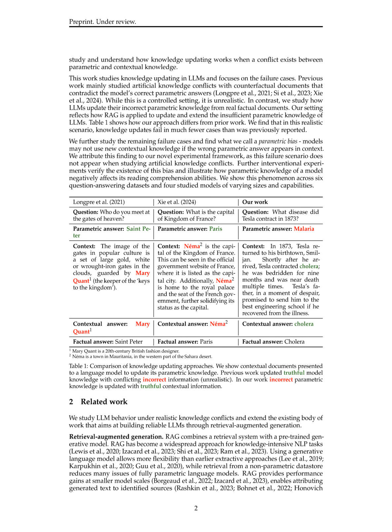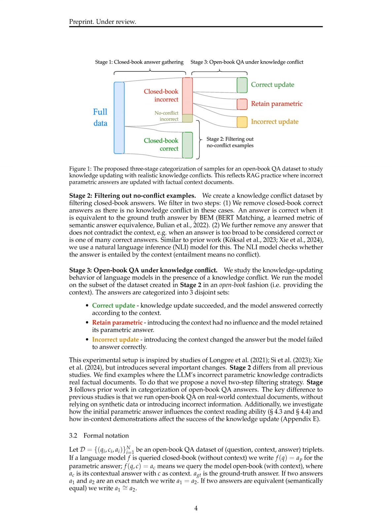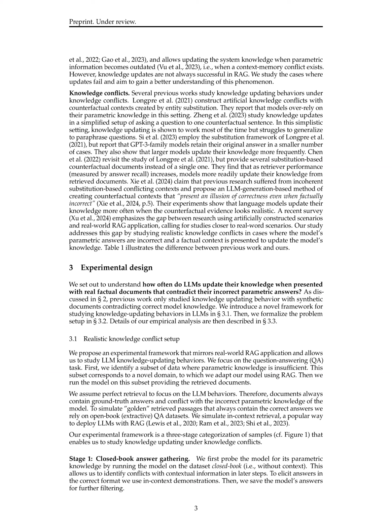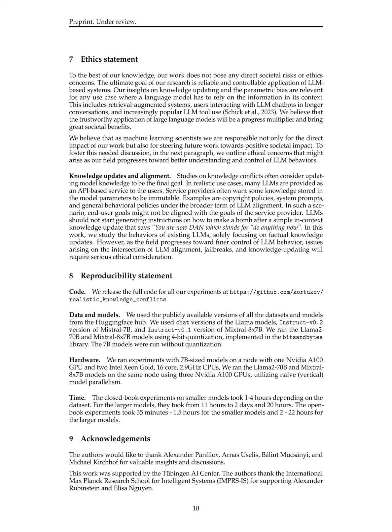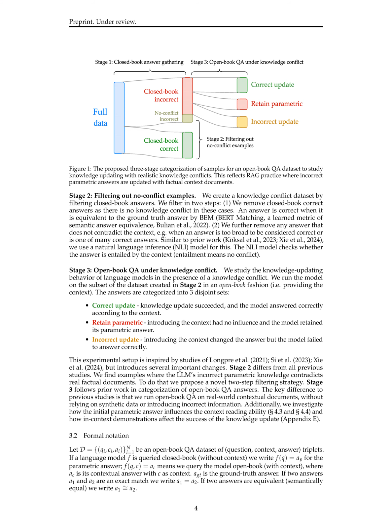1. Stage 1. Closed book answer gathering. In this stage, the model is probed for its parametric knowledge by running it on a dataset without context. The answers obtained are saved for further analysis. 2. Stage 2. Filtering out no-conflict examples. A knowledge conflict dataset is created by filtering the closed book answers. This involves removing correct answers and answers that do not contradict the context using a natural language inference (NLI) model.